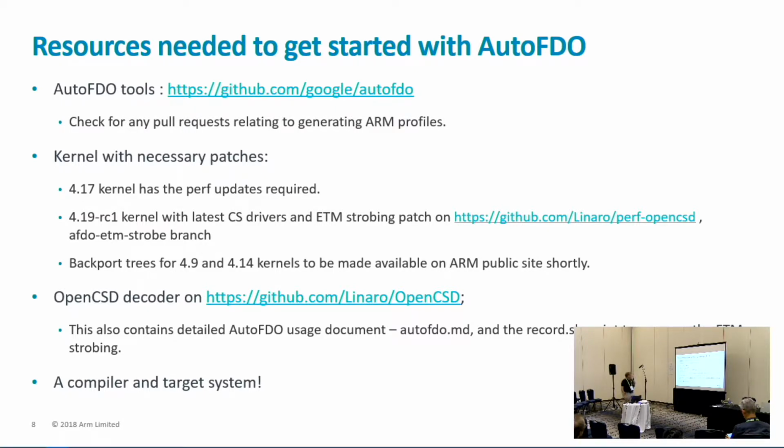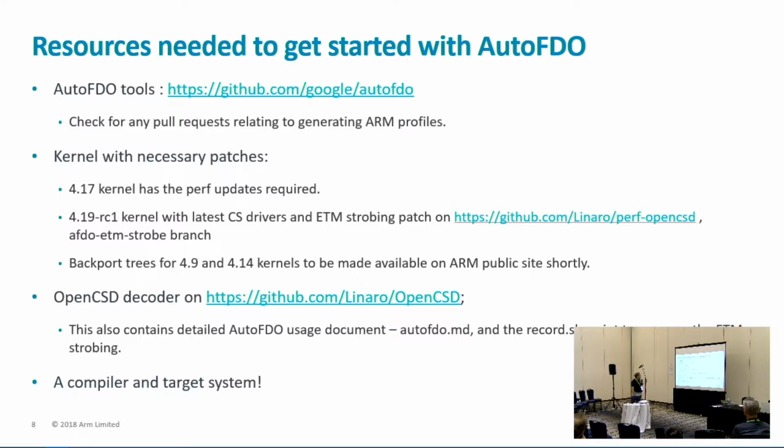So at present, if you want to actually try this out, first thing you're going to need are the AutoFDO tools. They're available on GitHub, obviously. Do check, if you look at this, for any outstanding pull requests that ARM have been providing that relate to generating ARM profiles. These are slowly being adapted by Google, but it's worth checking if you want to try this out.